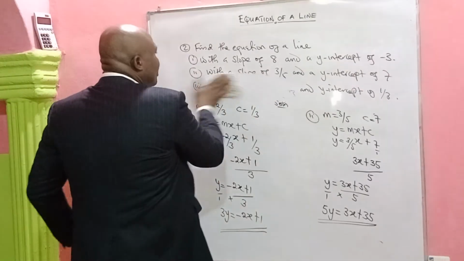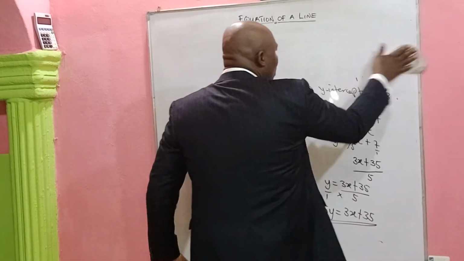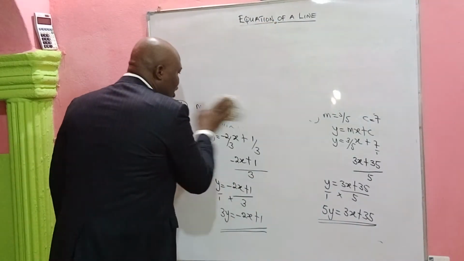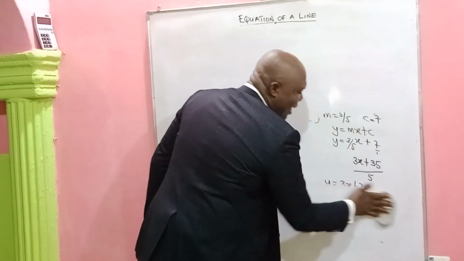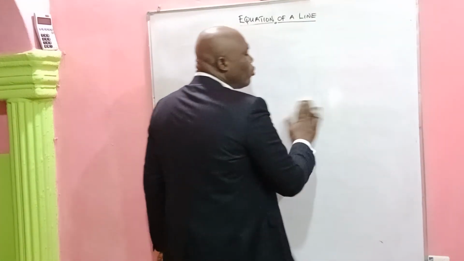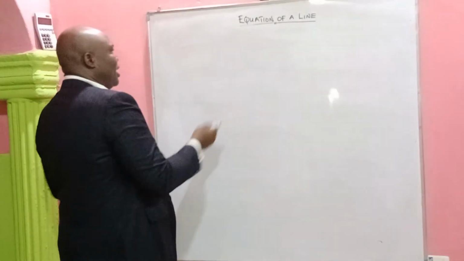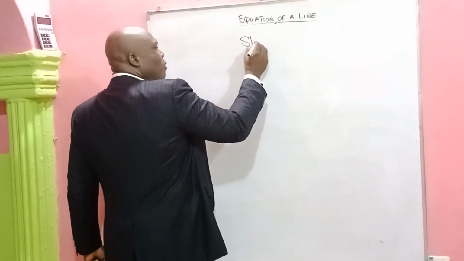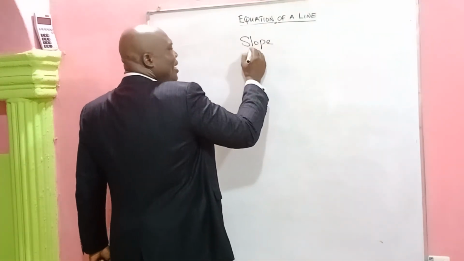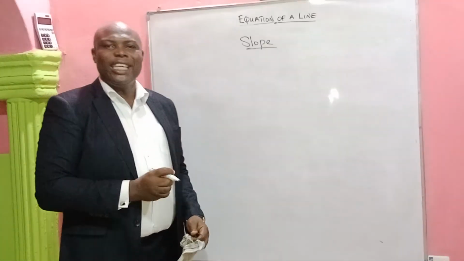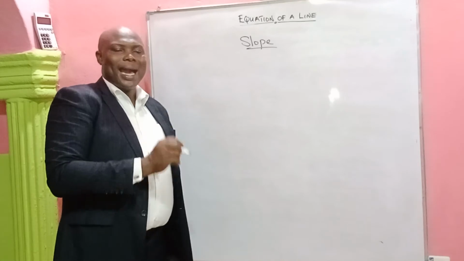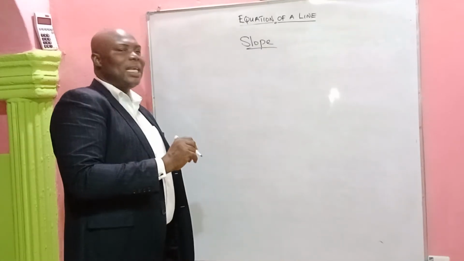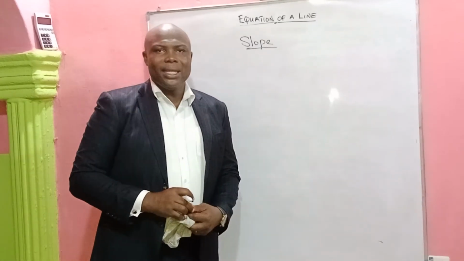So let's see what slope is. As we have mentioned before now, the slope is simply known as the gradient of a line or the steepness of a line. That's what the slope is. It is usually denoted by the letter m. So whenever you see m in the equation of a line, it means it is the slope.